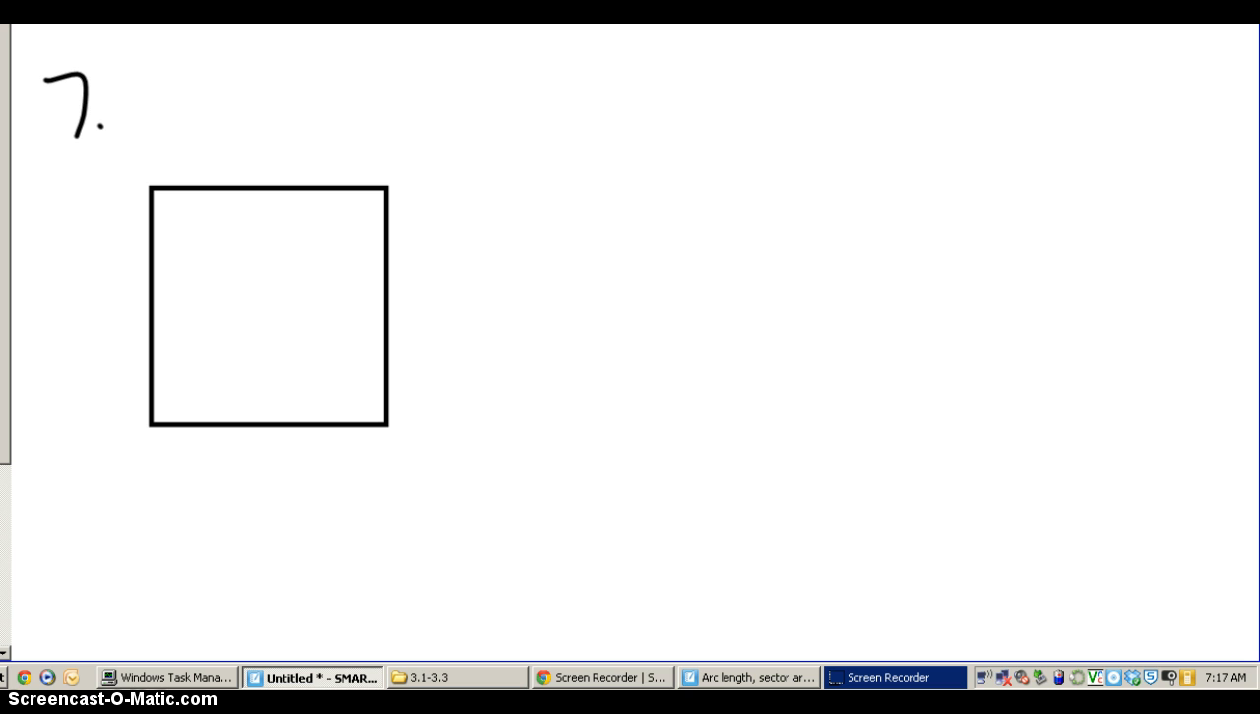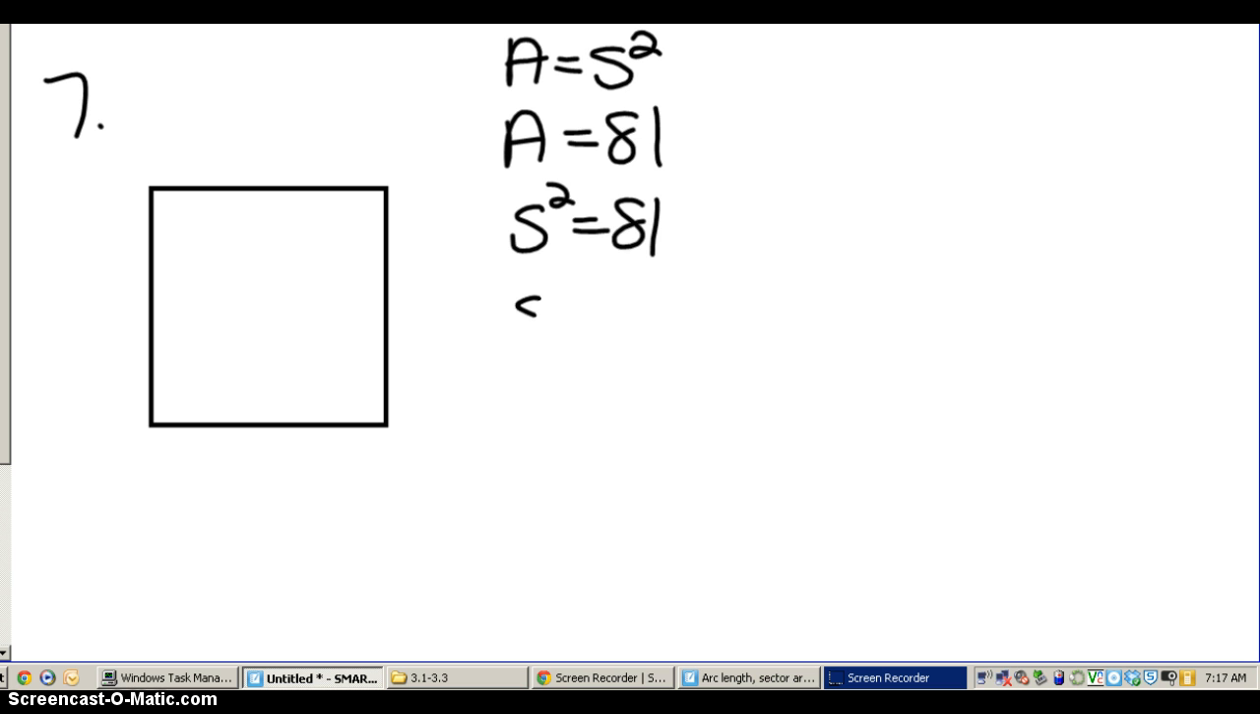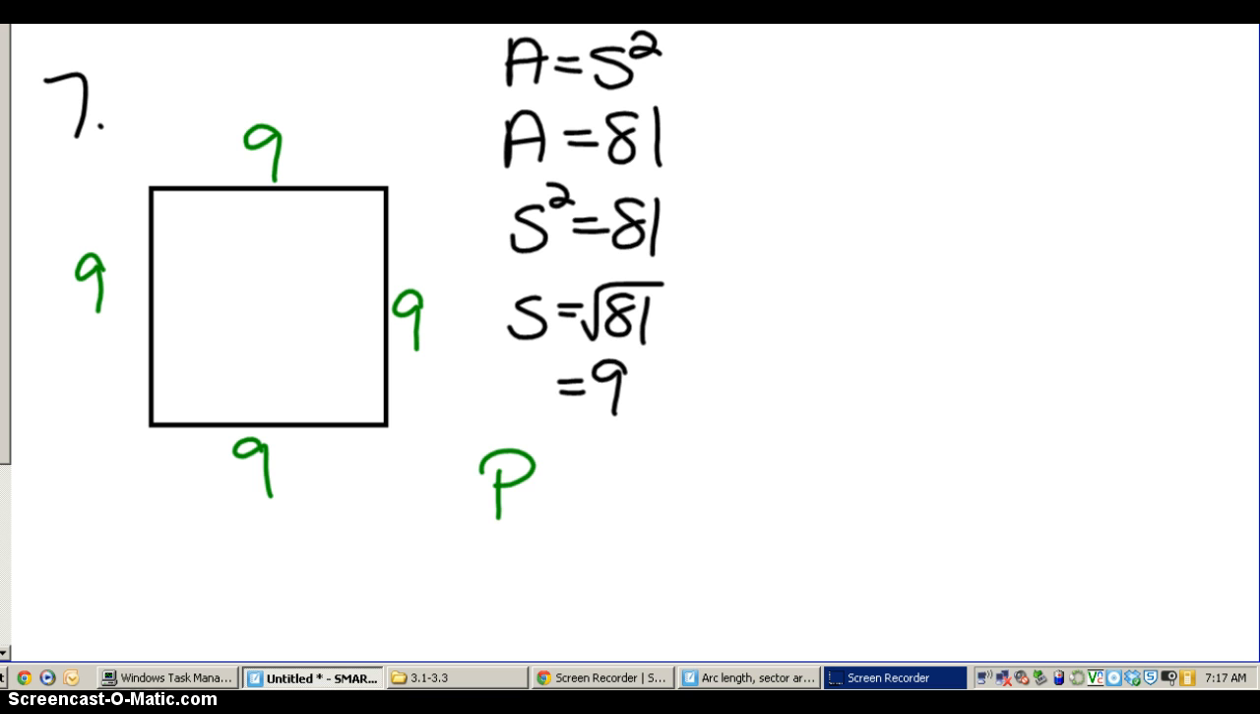All right, number 7. My square has an area of 81. And the area of a square is side squared. So if a side squared is 81, the side must be equal to 9. Each of the sides are 9, so my perimeter becomes 4 times 9, which is 36, and they are centimeters.